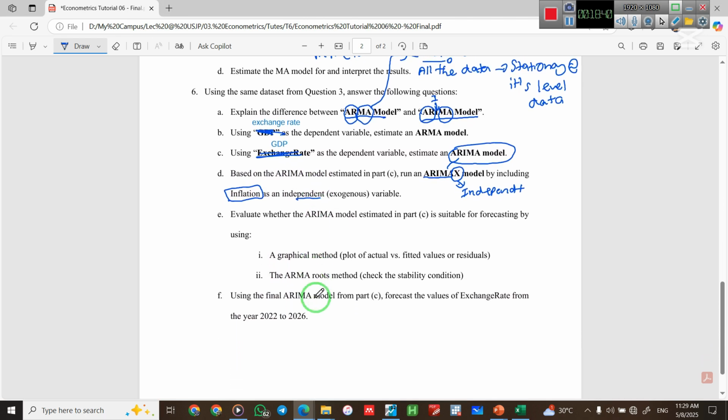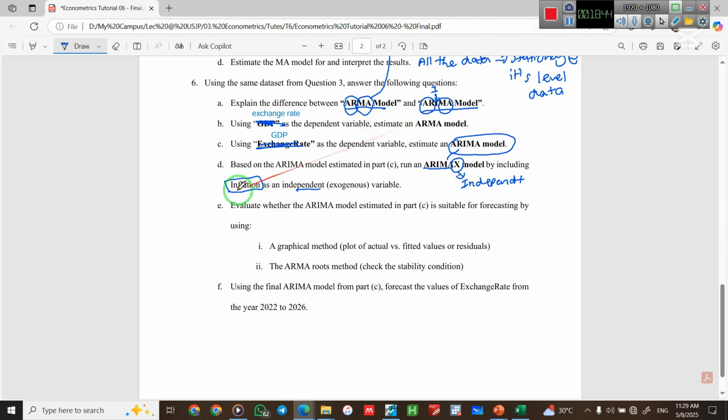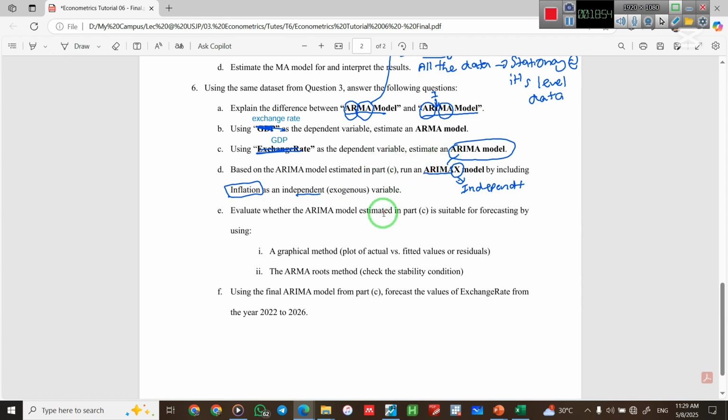So in part E it is asked to evaluate whether the ARIMA model estimated in part C is suitable for forecasting. So we have estimated the ARIMA model in part C, and they ask whether it is suitable for forecasting, and you have to check it by using the graphical method and also using the ARMA roots method. So you have to check the suitability of that ARIMA model for forecasting using the graphical method and the ARMA roots method.